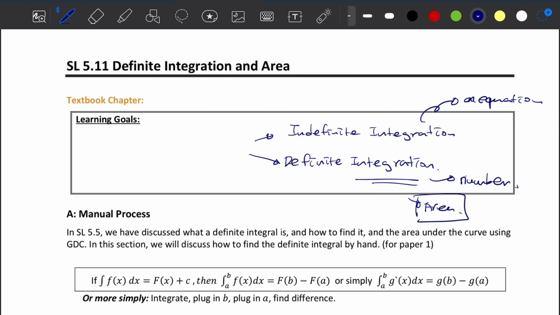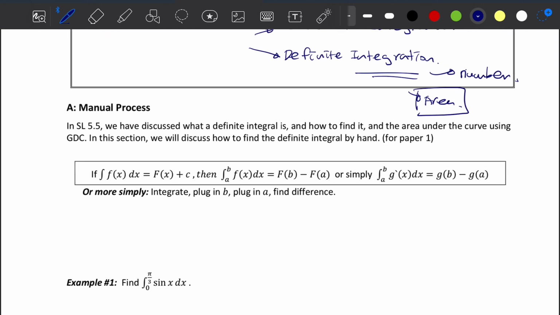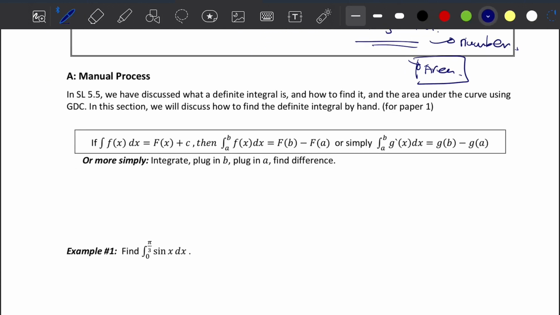To calculate the area with definite integration, we always need to know how to calculate this manually and also using GDC. The first thing we're going to do today is the manual process of definite integration. In section 5.5, we discussed what a definite integral is and how to find the area under the curve using GDC. In this section, we will discuss how to find the definite integral by hand.